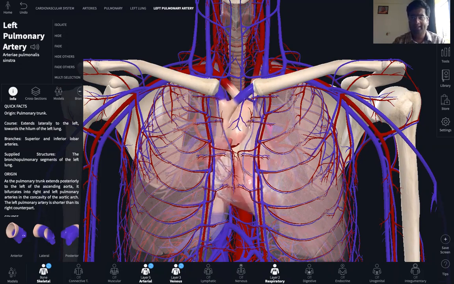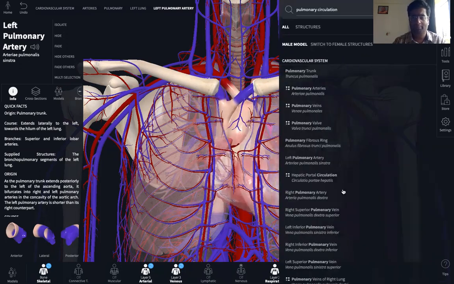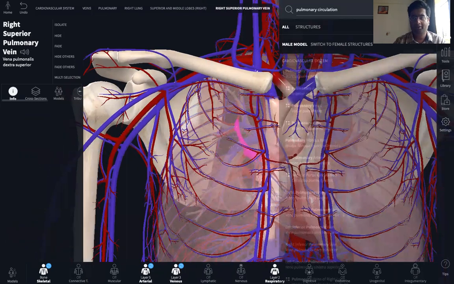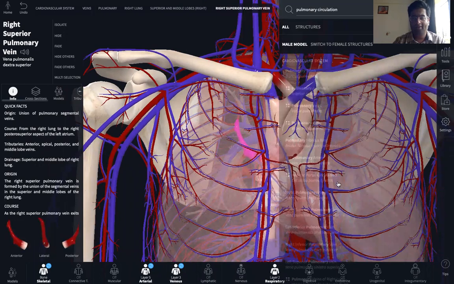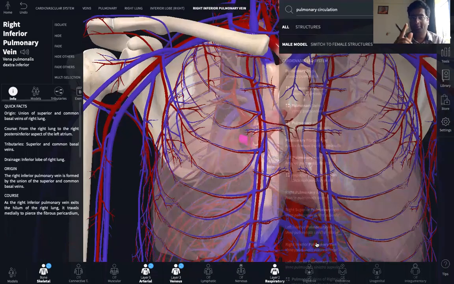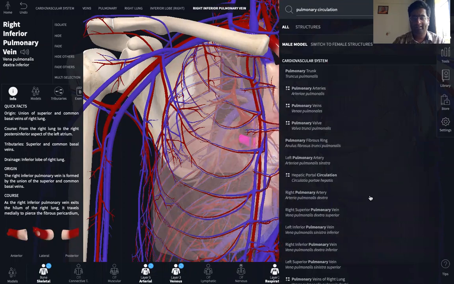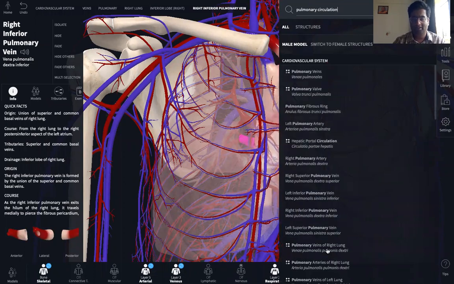Now, I'll highlight these pulmonary veins to you one by one. These pulmonary veins are named the right superior pulmonary vein, which is highlighted in pink now. Then you have the right inferior pulmonary vein. So that makes one pair of pulmonary veins from the right lung. Likewise, you will also have the left superior and the left inferior pulmonary vein. I will highlight those as well.